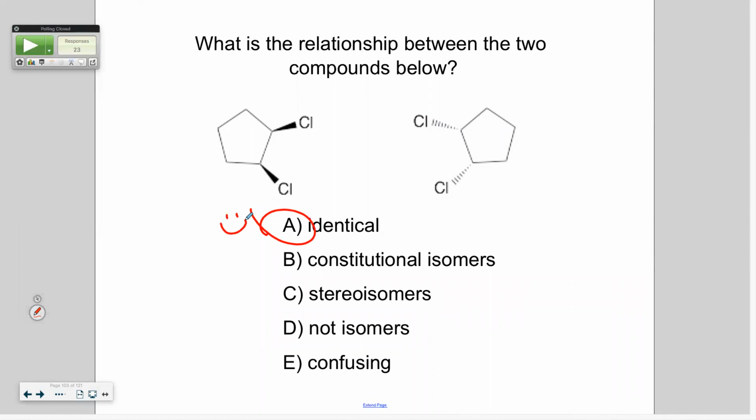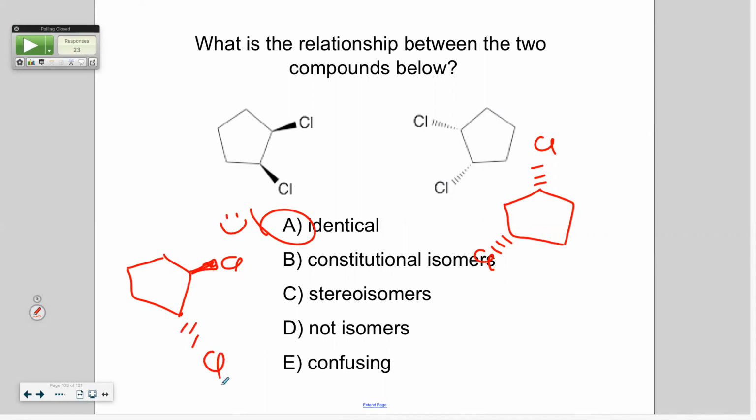Okay. What would have been a constitutional isomer? If I had drawn it like this, that would have been a constitutional isomer. Okay. If I had drawn it like this, what would that one have been? Referencing the first one. Stereo. Yes. So it's stereo even though you don't. Because this one is cis and this one is trans.